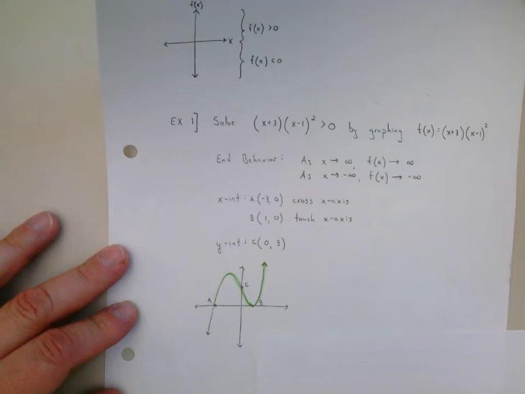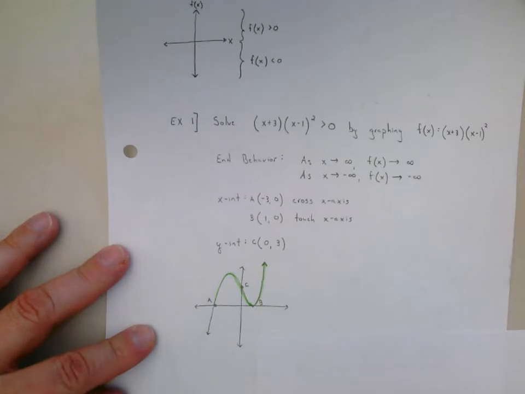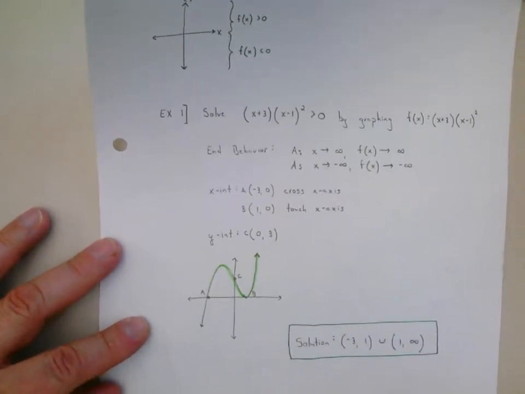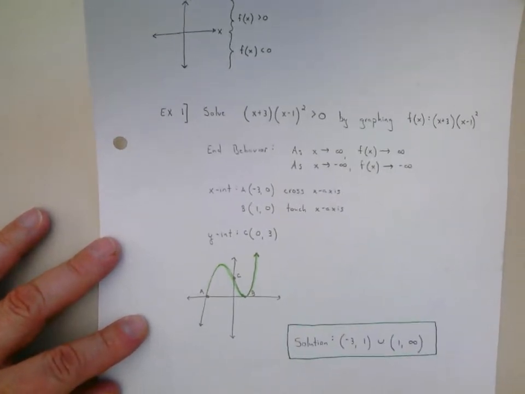At each of the points that I colored green, f of x is greater than 0. So this allows me to find the solutions to the given inequality. In this case, my solution set is all of the values from -3 to 1, or from 1 to infinity.